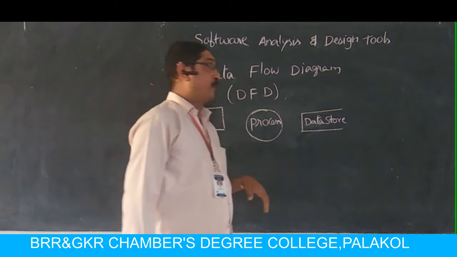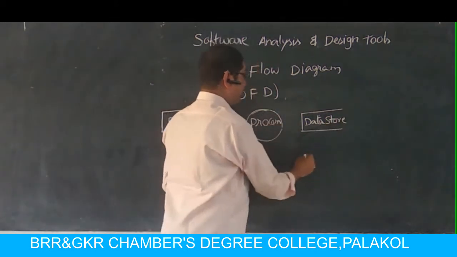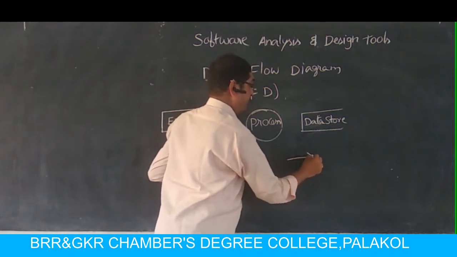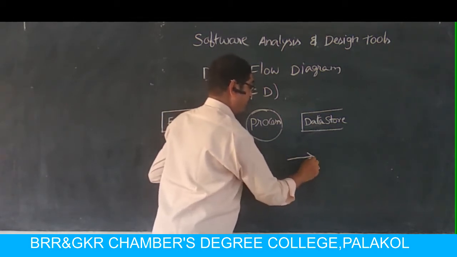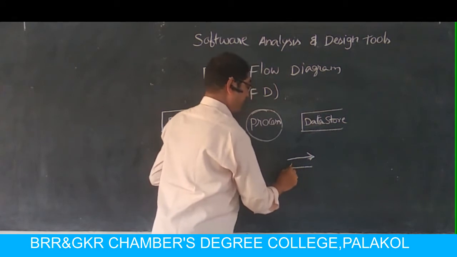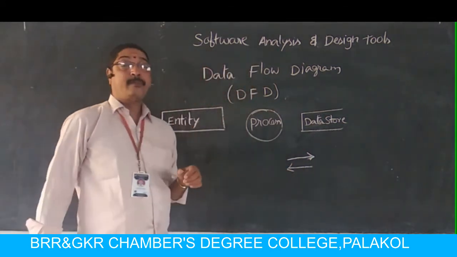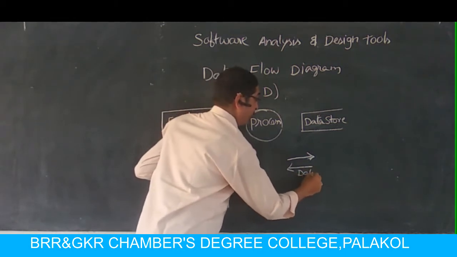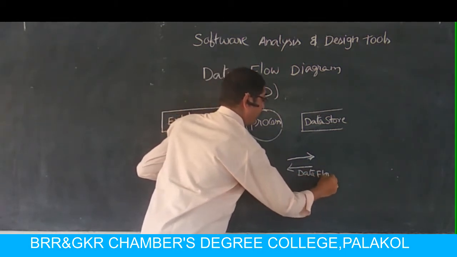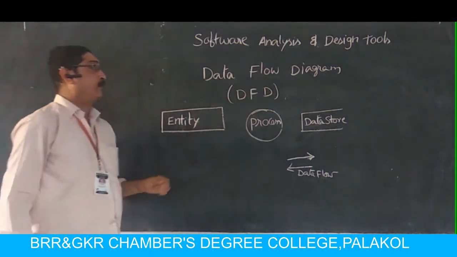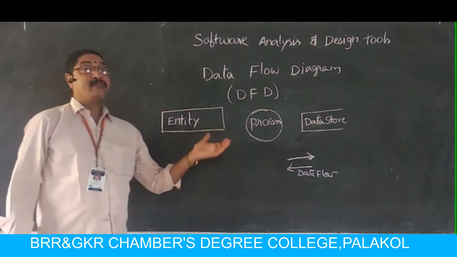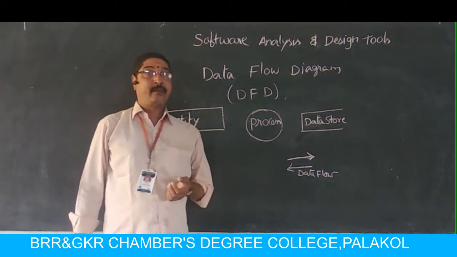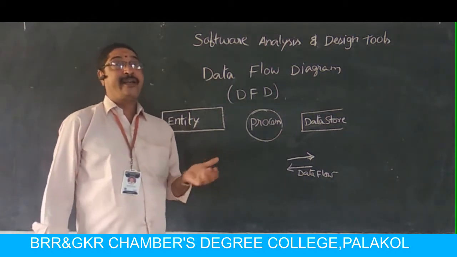And that is the third one. And one more symbol we have. You can use arrows. You may use any side of arrow that shows this is the data flow. These symbols will be used in our data flow diagrams. So please study and write down.